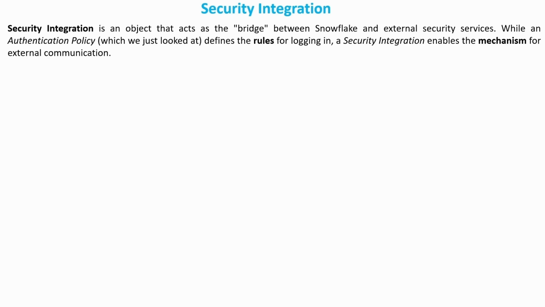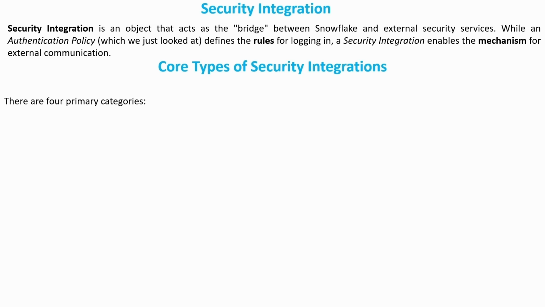Security integration is an object that acts as a bridge between Snowflake and external security services, while an authentication policy, which we just looked at, defines the rules. Security integration enables the mechanism for external communications. This is very, very important, guys. Authentication is for rules and security integration is the mechanism. Let's understand the core types of security integration.